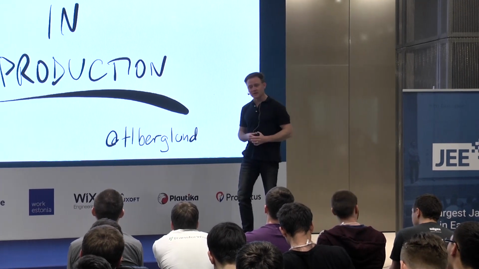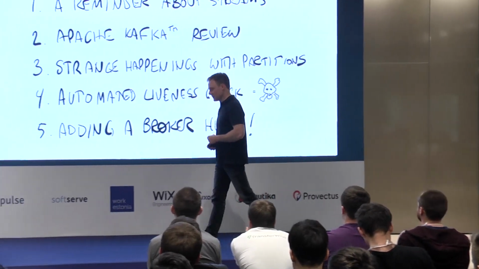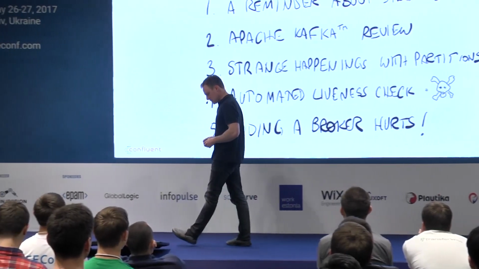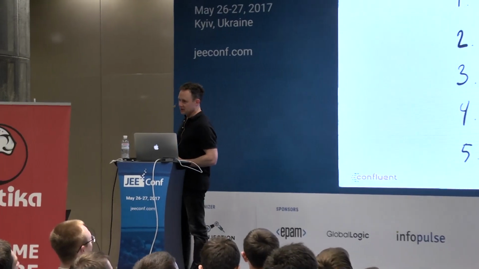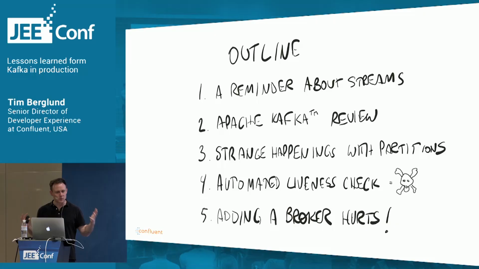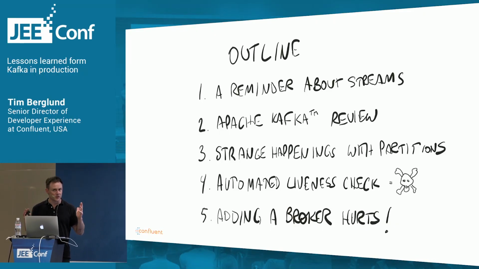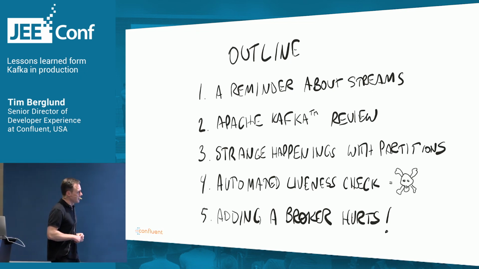The title of the talk is Kafka in Production, and let me give you a little bit of an outline. I want to begin with the big picture before we dive into specific issues, and I want to make sure you've got the big picture about streams and streaming data and really the Kafka worldview, how it wants you to think of architecture. It's got some strong opinions there.